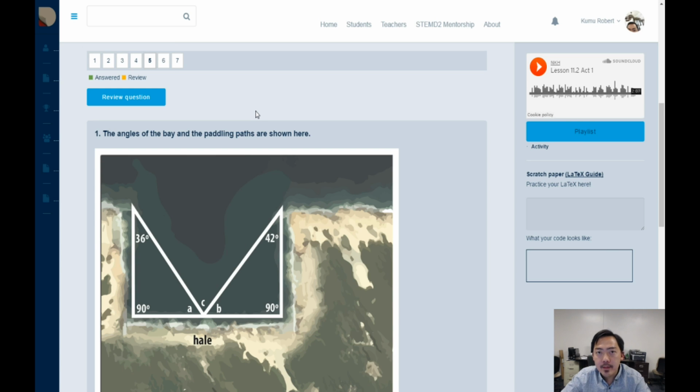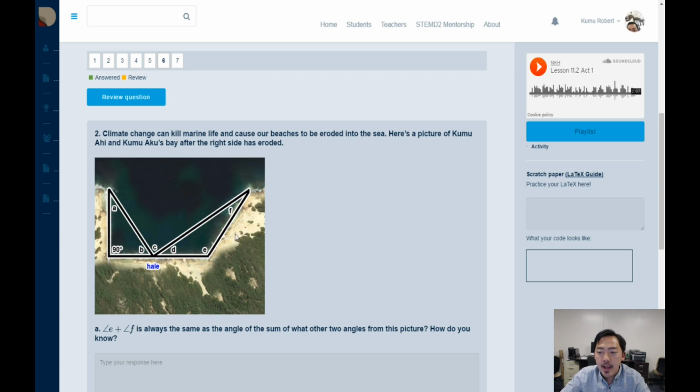We conclude this activity by taking some time to talk about climate change. Climate change can drastically affect our island way of life by changing our landscape. So here's a picture of the bay before climate change, and here's a picture of the bay after the beach has eroded due to climate change. With this new picture, we ask the students again to use the theorems that they know in order to show the relationships between different pairs of angles.